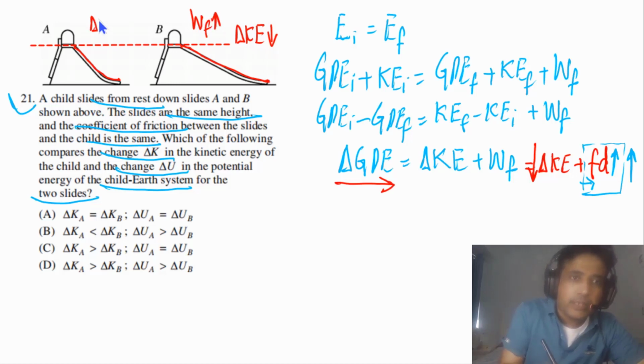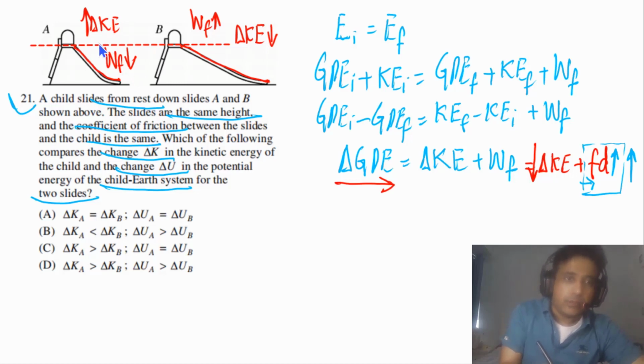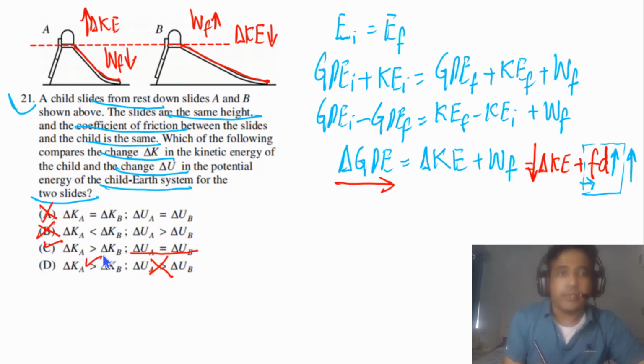And in this case, delta KE will be greater because work done against friction is lower. So the change in delta K for A is greater. So the first one is not possible. The second one is also incorrect. The third one can be possible: the change in K for A is greater than the change in K for B. This one is correct, but the other is incorrect. So the answer for this question is C.